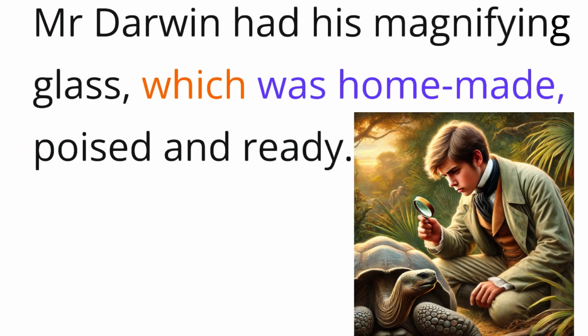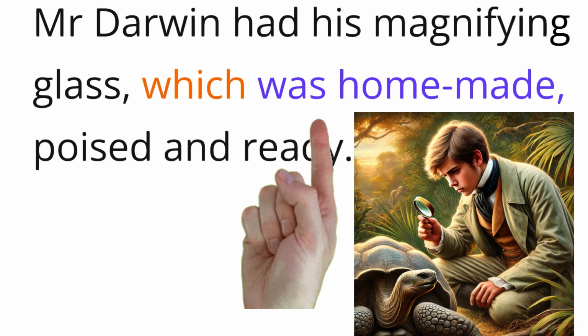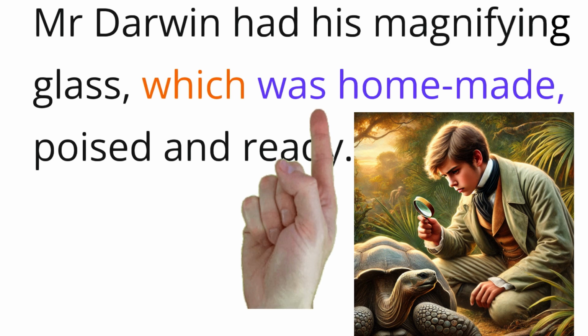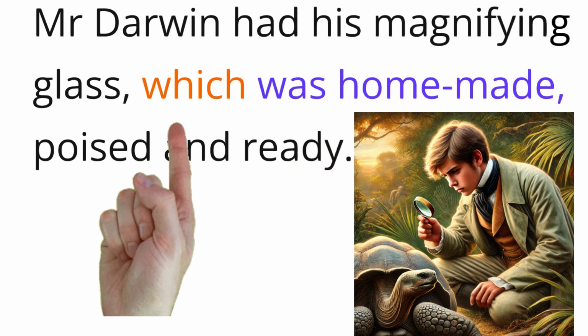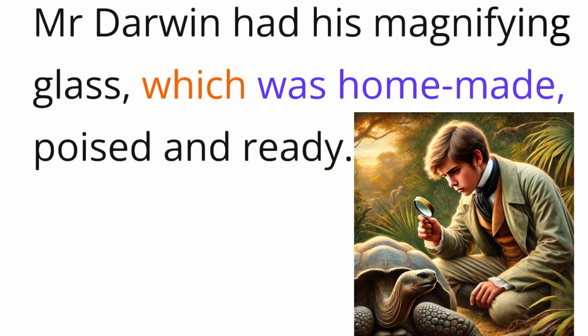Mr. Darwin had his magnifying glass, which was homemade, poised and ready. Here, the relative clause, which was homemade, is in the middle of the main clause. It relates to the magnifying glass and is introduced by the relative pronoun which. When the relative clause is in the middle of a main clause, we call this embedded.